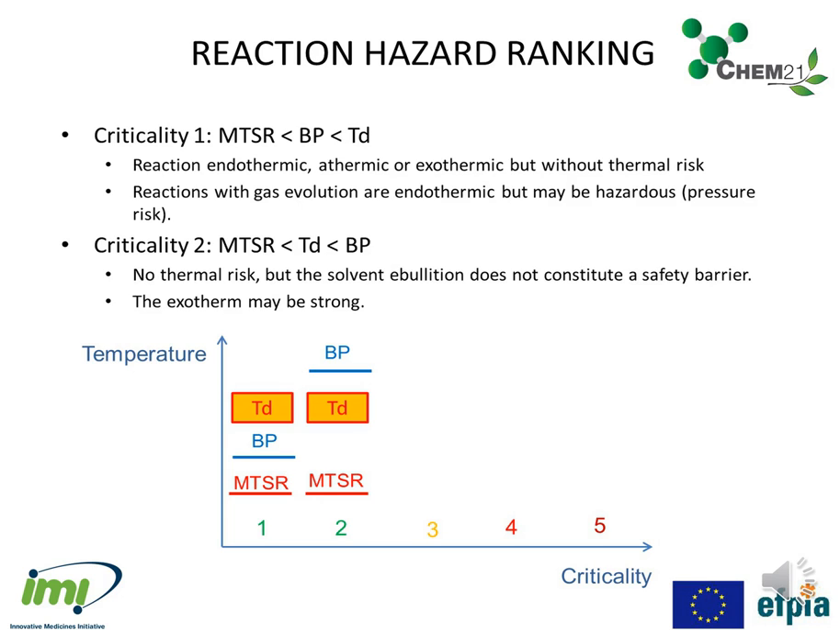Criticality 1 corresponds to a MTSR lower than the boiling point. The reaction can be exothermic, but without any risk of overebullition or decomposition. Note that reactions with gas evolution are endothermic, but may be hazardous: pressure risk. Criticality 2 also corresponds to a safe reaction. MTSR is lower than the temperature of decomposition. The reaction may be strongly exothermic, but not enough to reach the decomposition. In this case, the ebullition does not constitute a safety barrier.